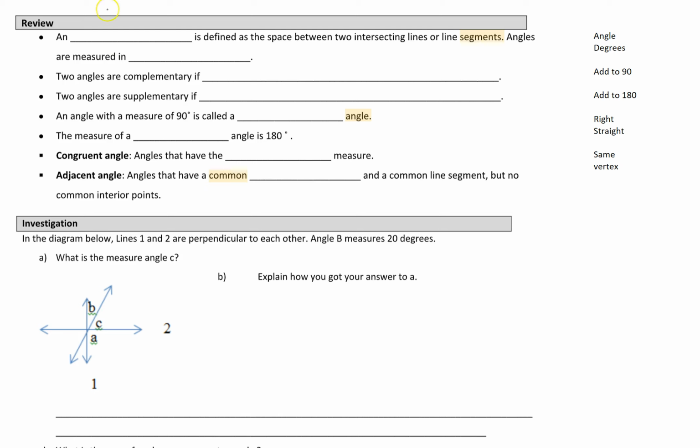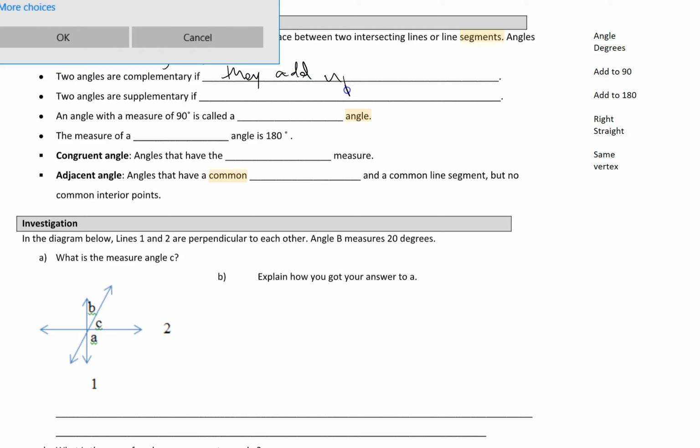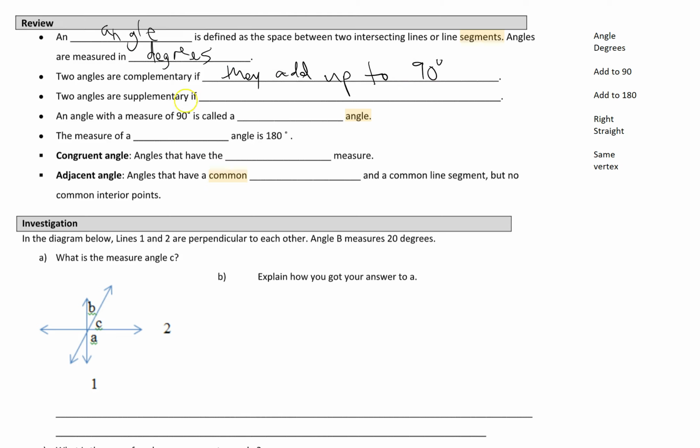So, an angle is defined as the space between two intersecting lines or line segments. Angles are measured in degrees. Two angles are complementary if they add up to 90 degrees. Two angles are supplementary if they add up to 180 degrees. And just as a reminder, it says two angles here. That's true for two angles, but it's also true if it's three angles or four or five. It can be more than two as well.